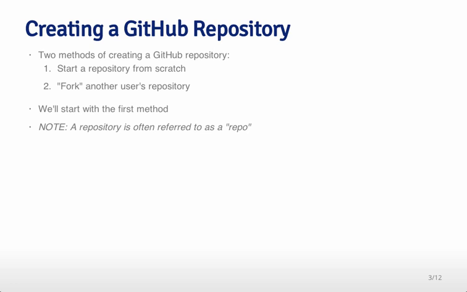There are a couple of different ways of creating a GitHub repository. One is you can start a repository from scratch, that's creating your own repo. Another is you can fork another user's repository. We'll start off with the first method, creating your own repo from scratch, and then we'll talk a little bit about how you can fork or get information from another user and start working on their project. A key point to keep in mind is that when people talk about repositories, they often use the word repo.